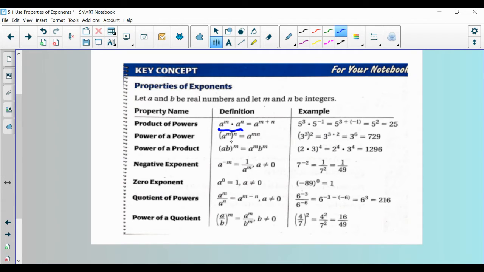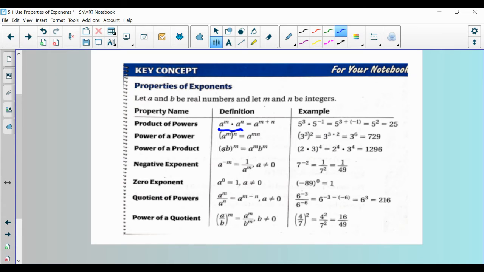The power of a power property says that if you have something being taken to a power, and that is being taken to another power, then you would multiply them. An example here would be you have 3 to the third power, and that's being taken to the second power. You simply multiply these and get 3 to the sixth. And then if you wanted to simplify it completely, 3 to the sixth is 729.